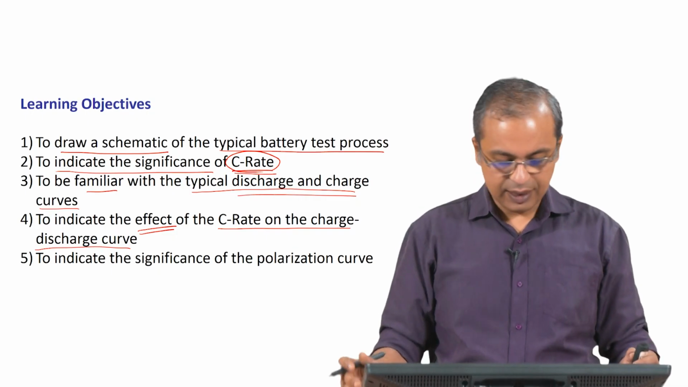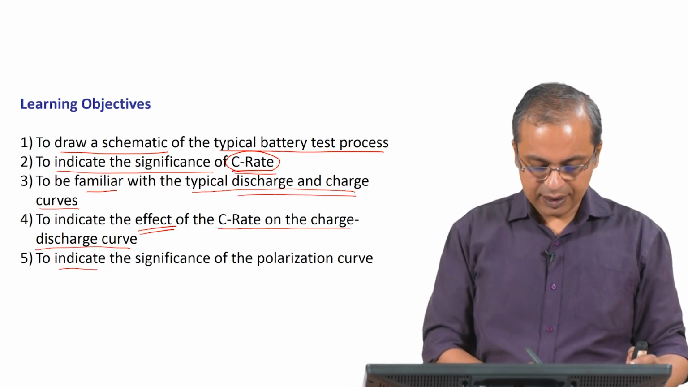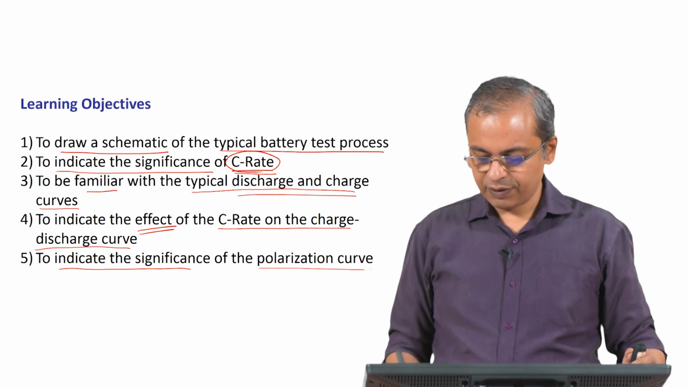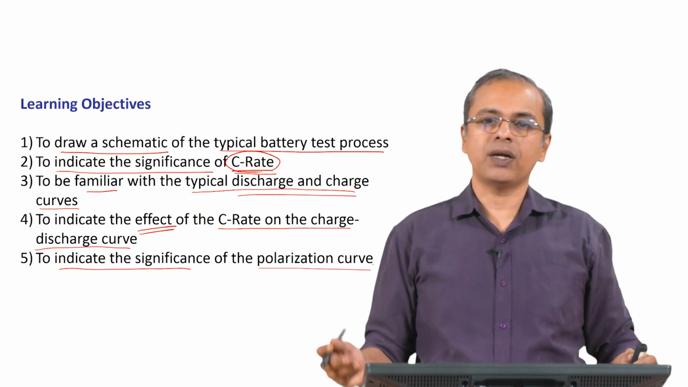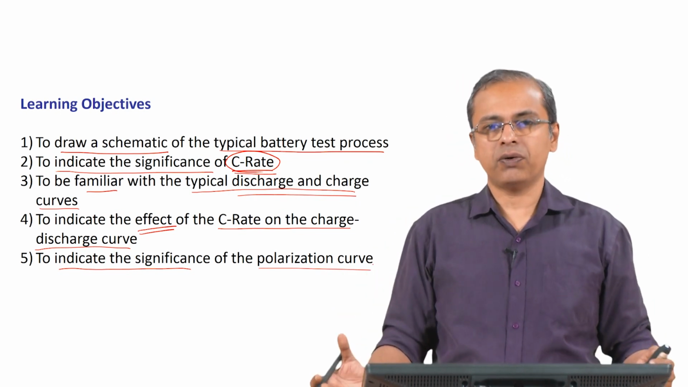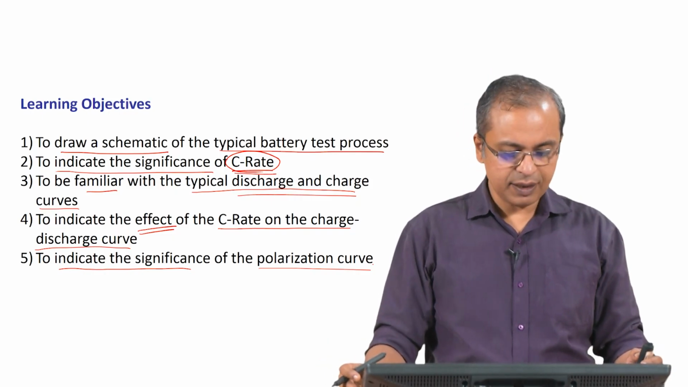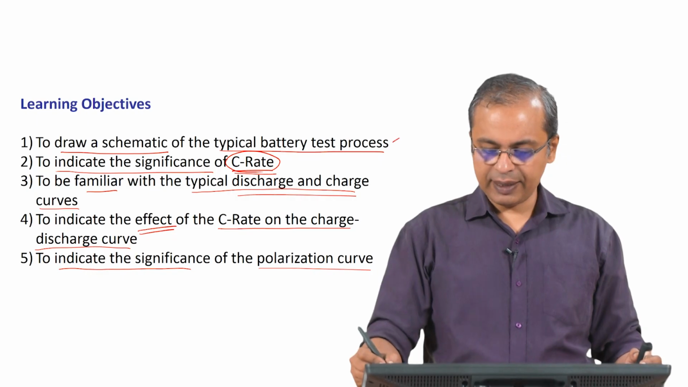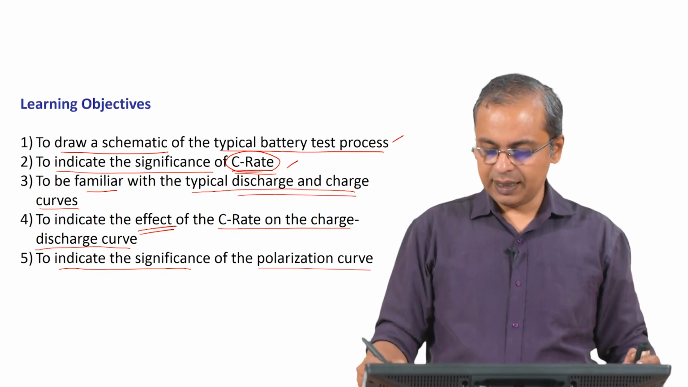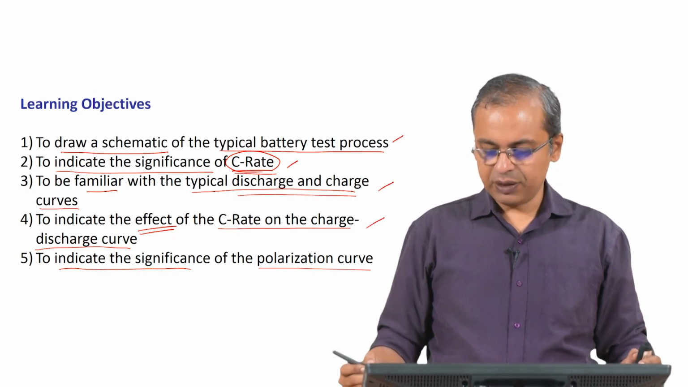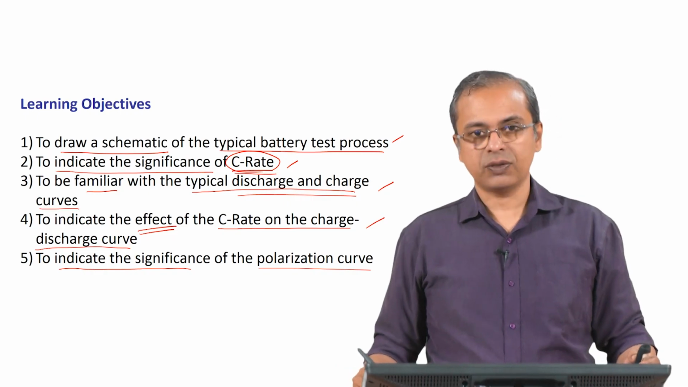So, that is something we will look at, and then we will also try to understand another parameter, which is the polarization curve. So, what is the polarization curve, and again how is that used to keep track of what a battery does and understand what a battery does. So, these are our learning objectives: schematic of the battery test process, C rate, charge discharge curve, effect of C rate on the charge discharge curve, and the significance of the polarization curve.